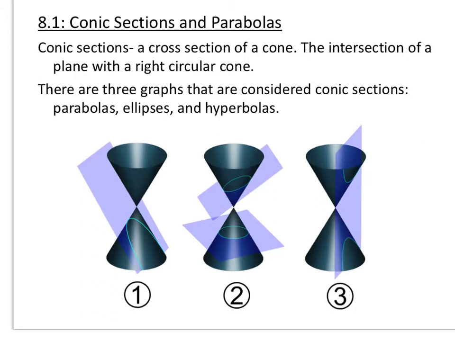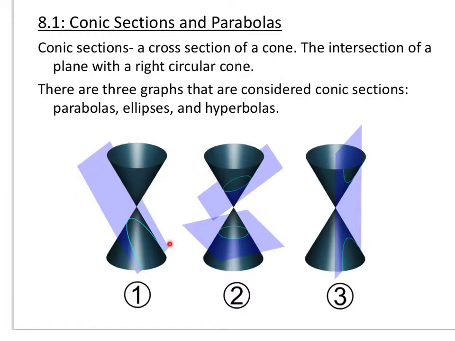Alright, in Chapter 8 we're going to look at conic sections, and specifically in 8.1 we're going to look at parabolas. So just to start off here, conic sections are a cross-section of a cone. And to be more specific about what a cross-section of a cone is, it's where we intersect a plane, in this case with a right circular cone.